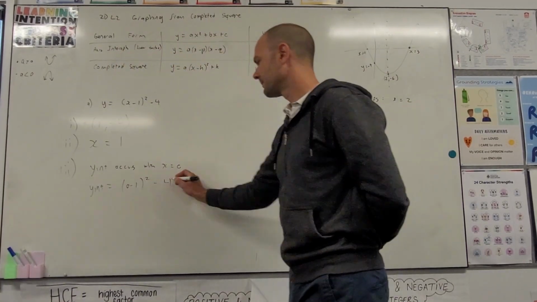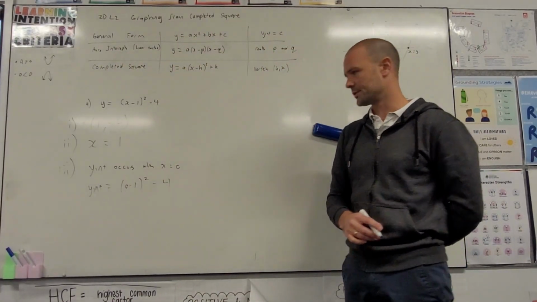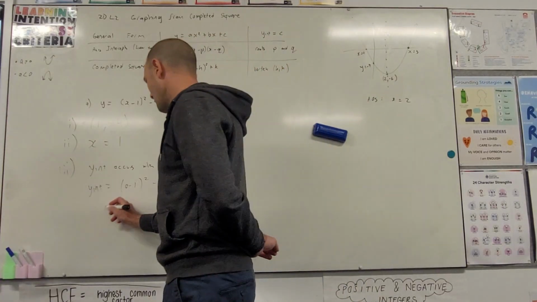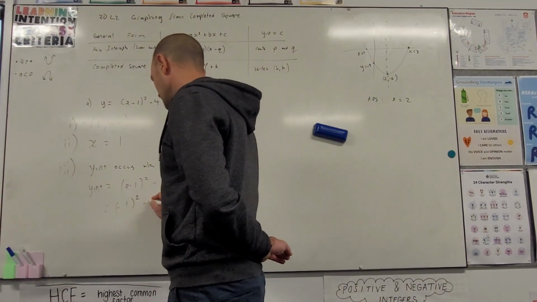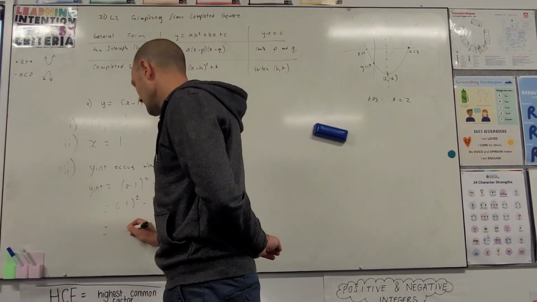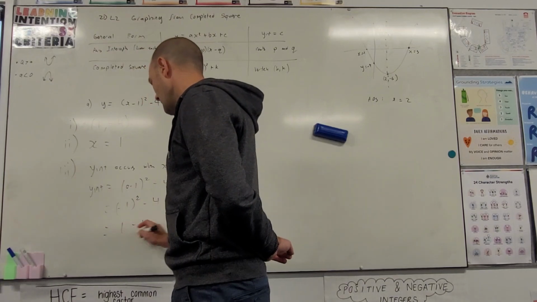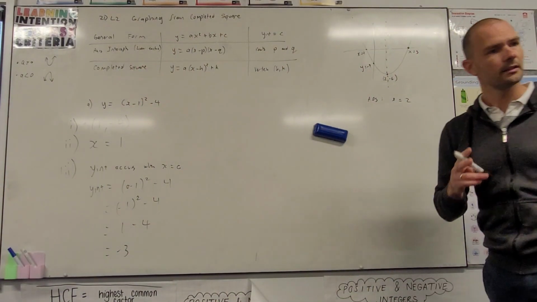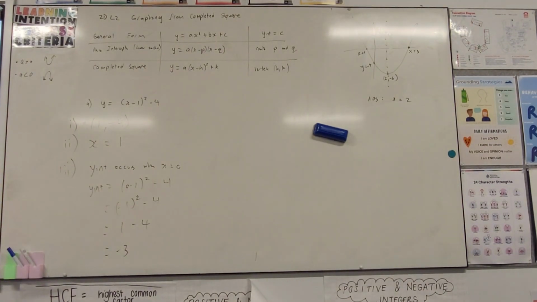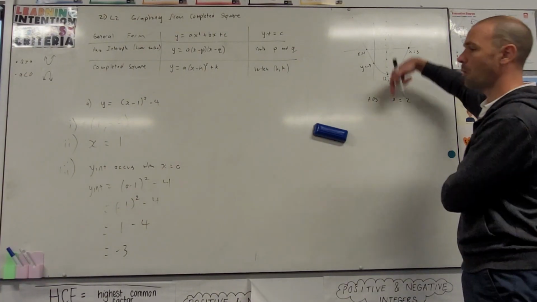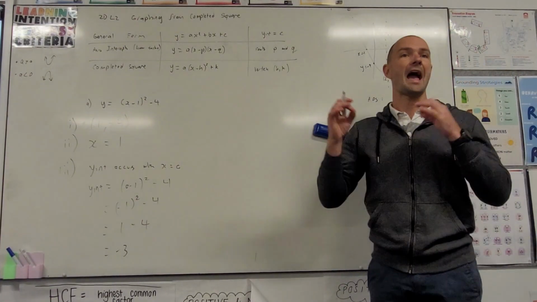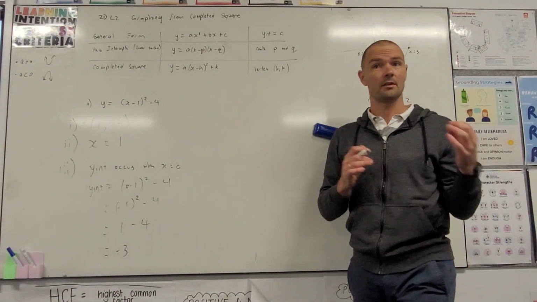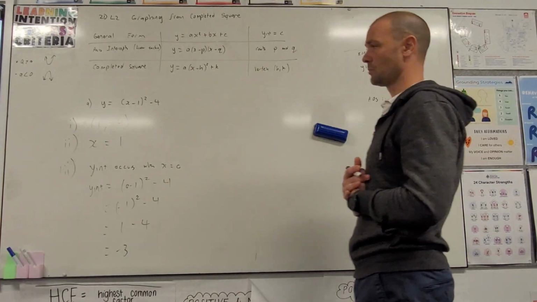So I've subbed it in, and now we will process it. This becomes -1 squared. Now -1 squared is +1, and +1 take 4 is -3. We have a y-intercept, the y-intercept is -3. Okay, so that's the y-intercept, that's where it crosses the y-axis, but we're asked for the axis intercepts. So that's where it crosses the x-axis as well.